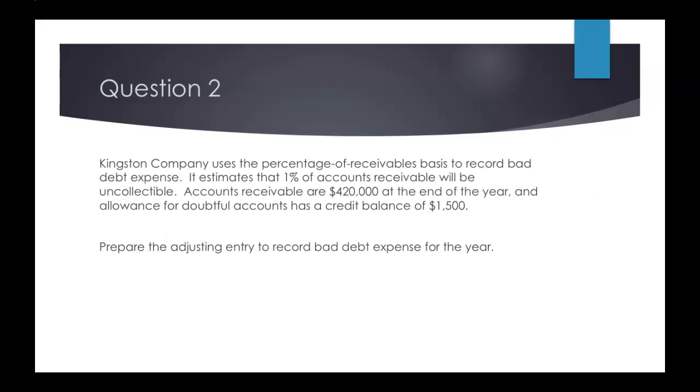Now question number 2. Kingston Company uses the percentage of receivables basis to record bad debt expense. It estimates that 1% of accounts receivable will be uncollectible. So they don't think they're going to get that money back. Accounts receivable are $420,000 at the end of the year, and allowance for doubtful accounts has a credit balance of $1,500. We need to prepare the adjusting entry to record the bad debt expense for the year.